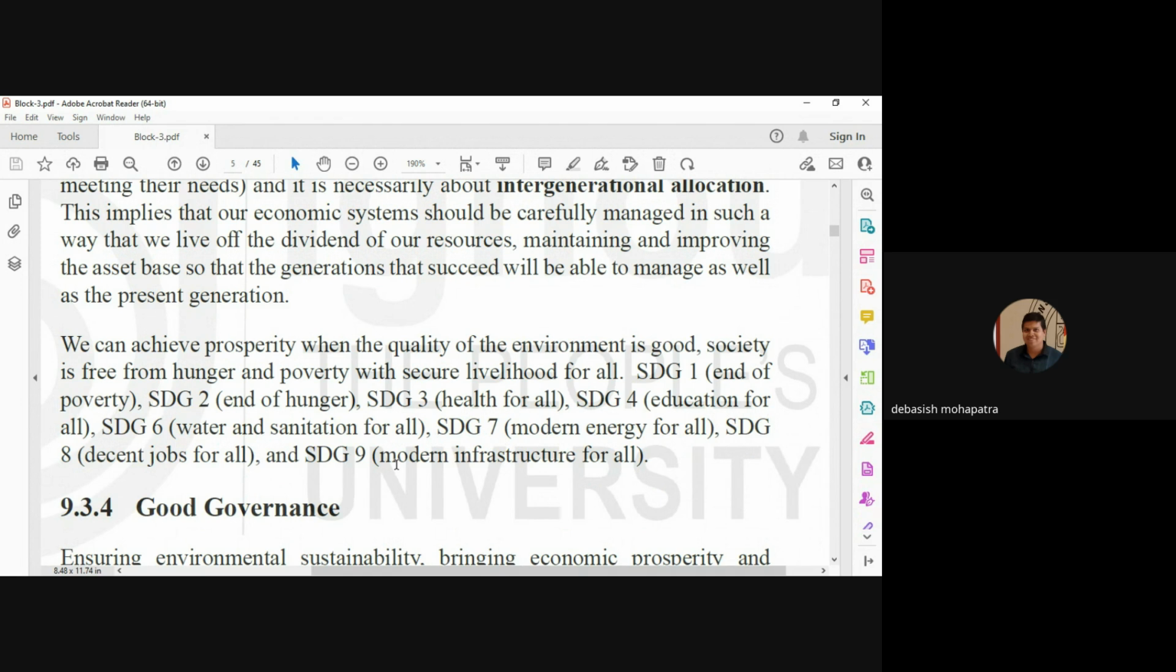So SDG 1, end of poverty. SDG 2, end of hunger. SDG 3, health for all. SDG 4, education for all. SDG 6, water and sanitation for all. SDG 7, modern energy for all. SDG 8, decent job for all. And SDG 9, modern infrastructure for all.